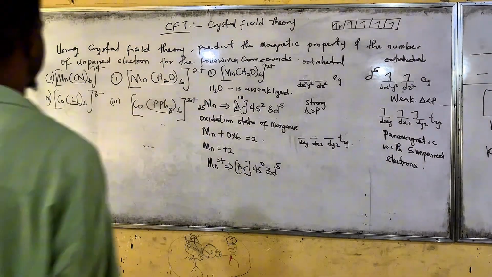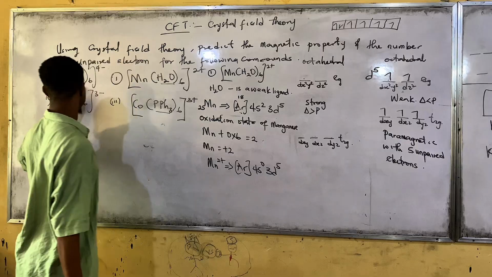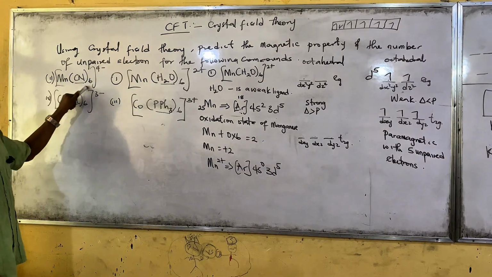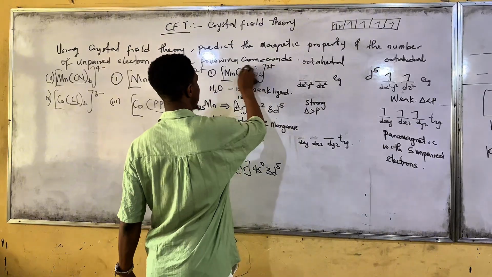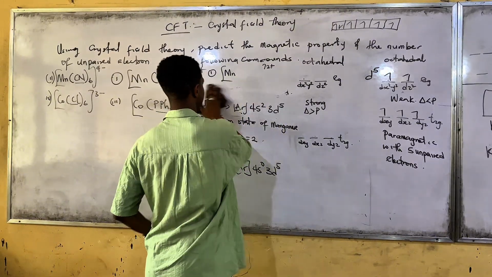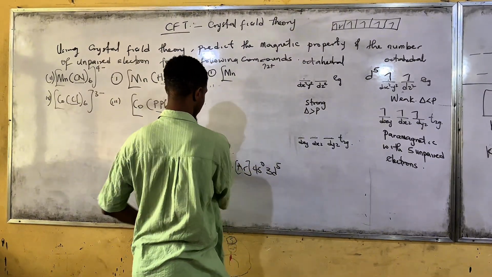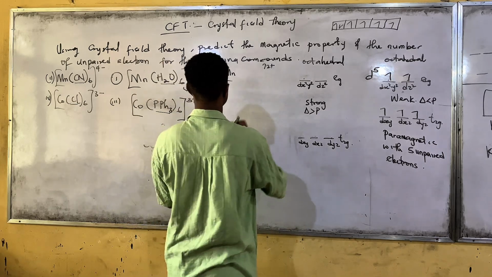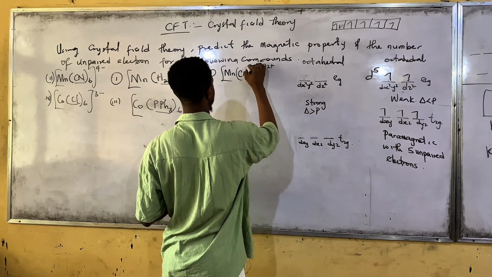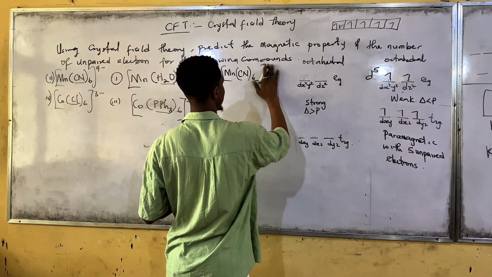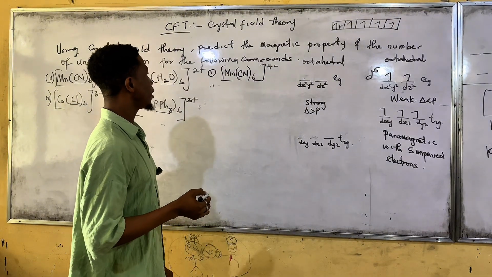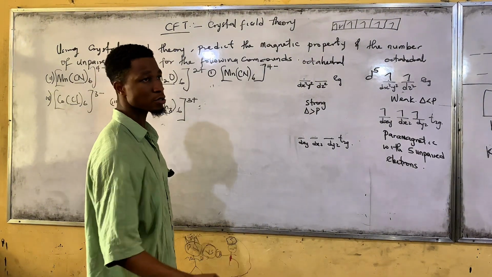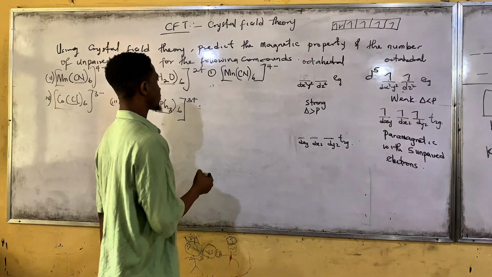Okay, let's take the next one. The next one is this guy, Mn(CN)6 4-. Let's quickly take that one. Let me clean all of this. Mn(CN)6 4-. Let's do this together.